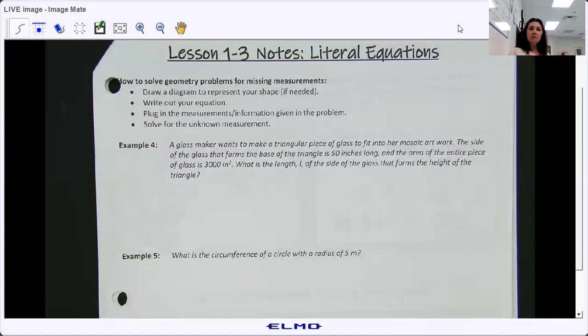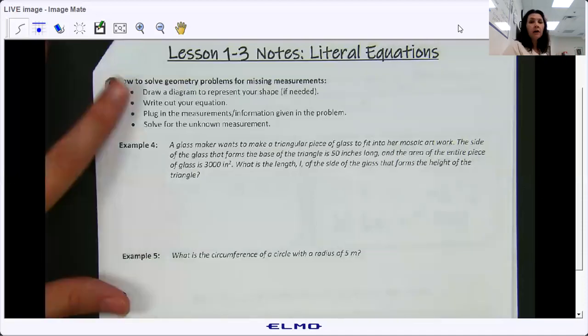And then you can write out your equation, and then using that equation, you plug in the values that you're given, and then you solve for the one that you're looking for, or the unknown measurement. Okay, so we're going to practice that right now.